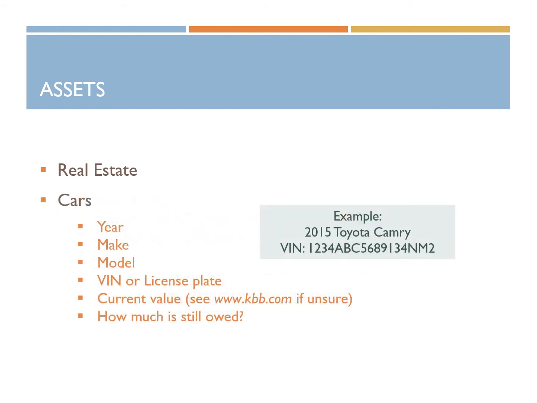Cars. Just like with the house, you need to have a specific description: the year, make, model, and either the VIN or the license plate number of the vehicle. You need to know the current value of the car and the amount that is owed on the car. Remember that the current value will be different than what you originally paid for the car. If you don't know the value, you can look it up online at a site like kbb.com, the Kelley Blue Book site.